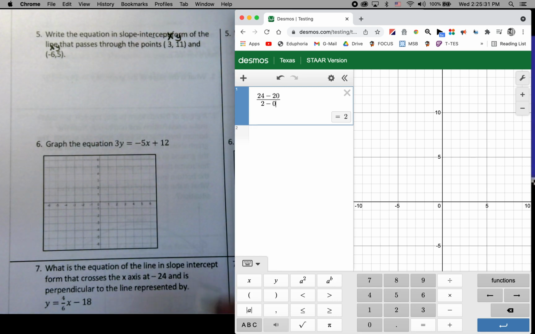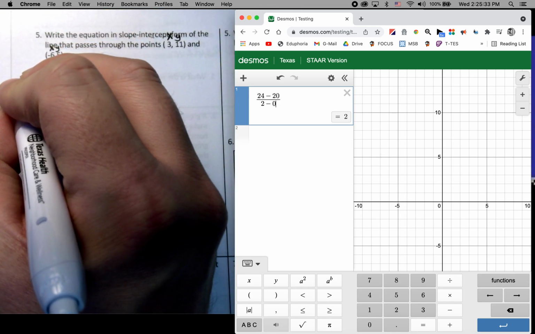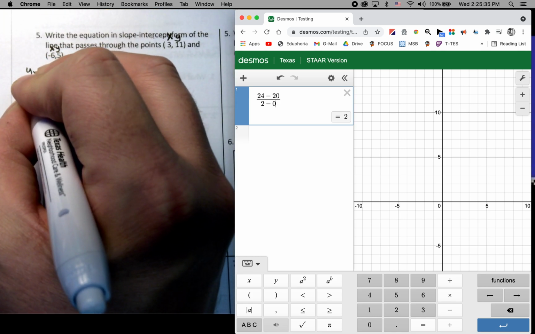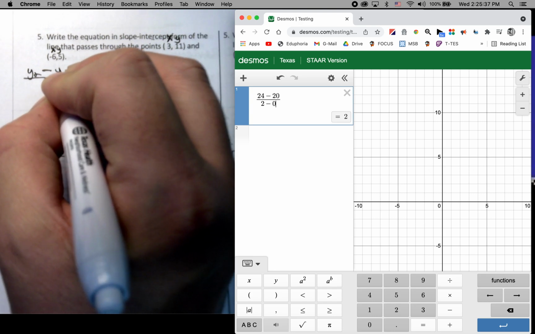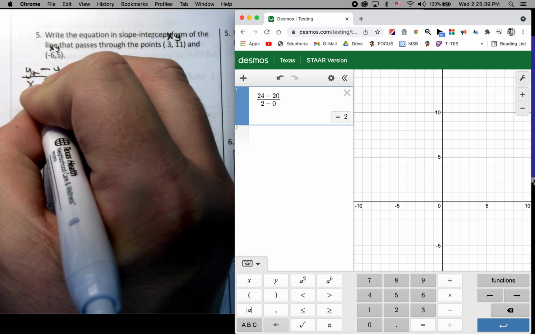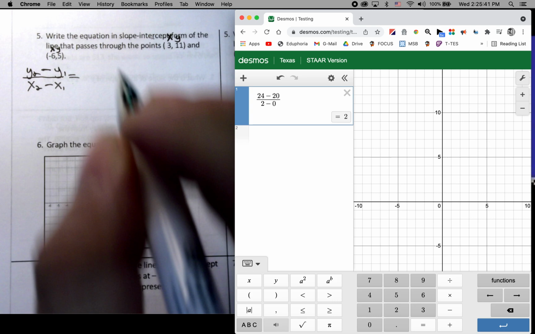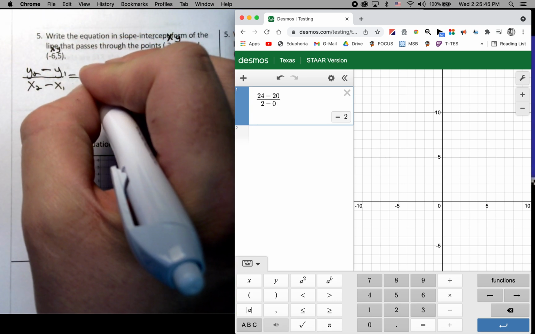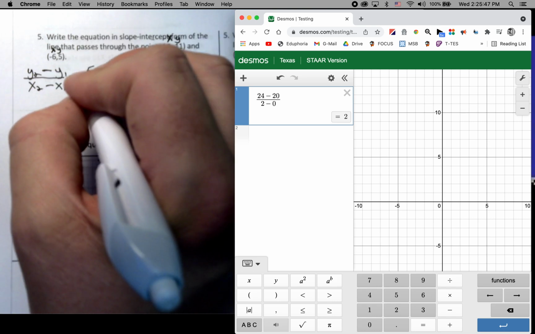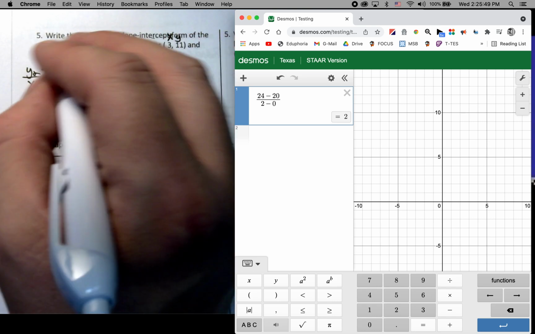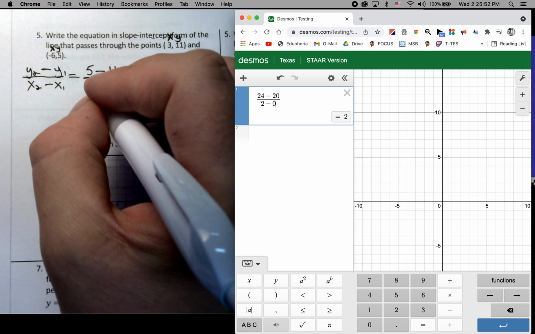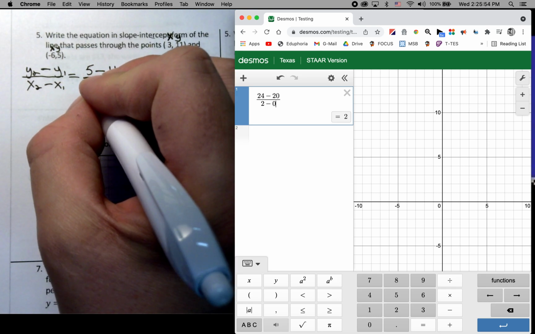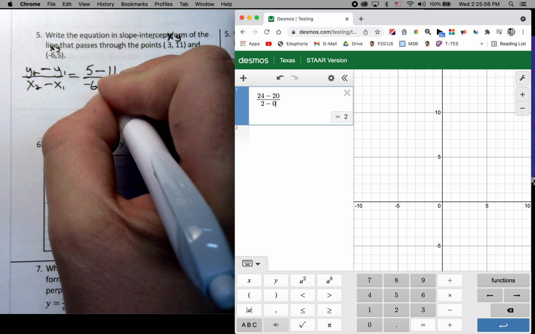I'm going to find the slope first, okay? So once again, I'm going to write the equation out. y2 minus y1 divided by x2 minus x1, okay? And I'm going to plug my values in. So the second y value would be 5 minus the first y value of 11. It's a lot easier since I've labeled my points as well. And then the second x value is negative 6 minus the first x value, which is 3.